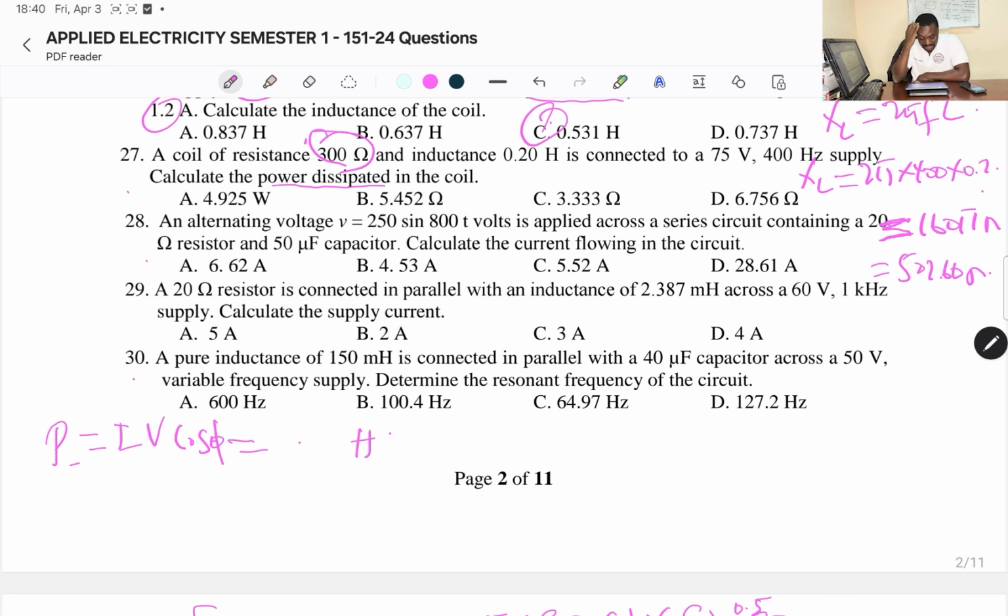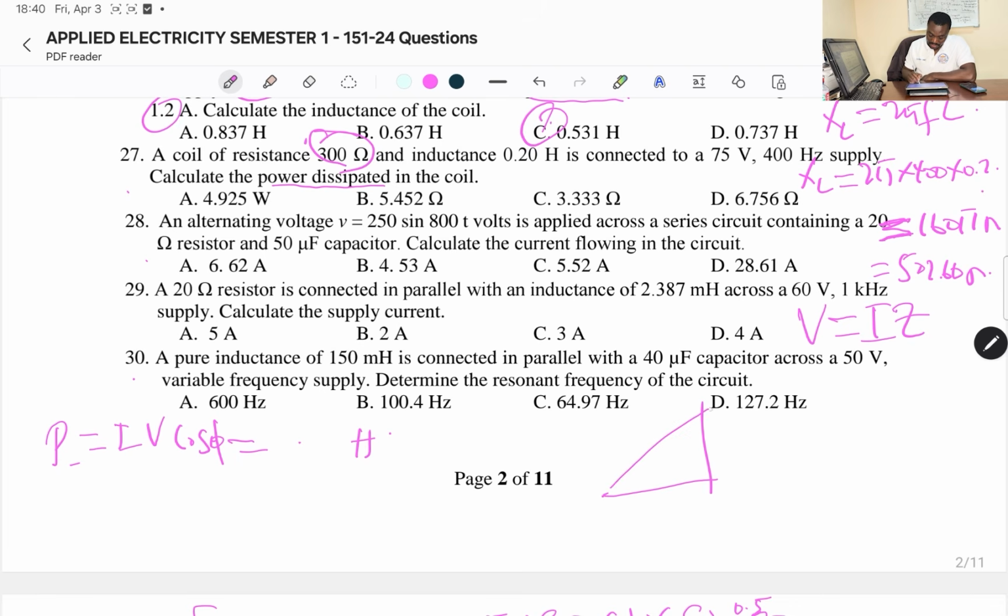Because I want to find the current first before I can calculate the power dissipated by the resistor. To get the current, I know that the current times the impedance gives me the supply voltage. So to get the impedance, we now use the impedance triangle. For an inductor and a resistor in series, we get something like this.